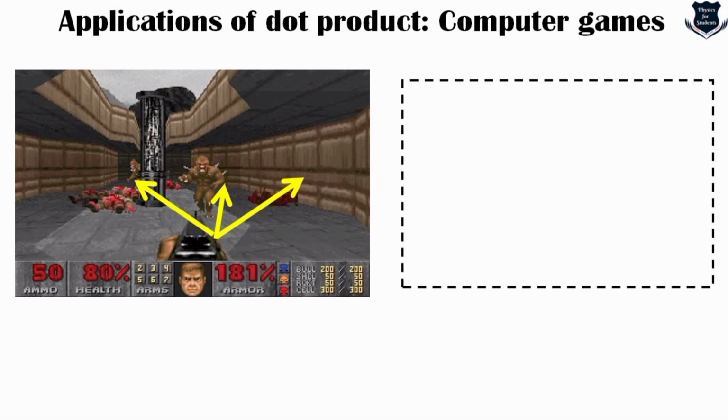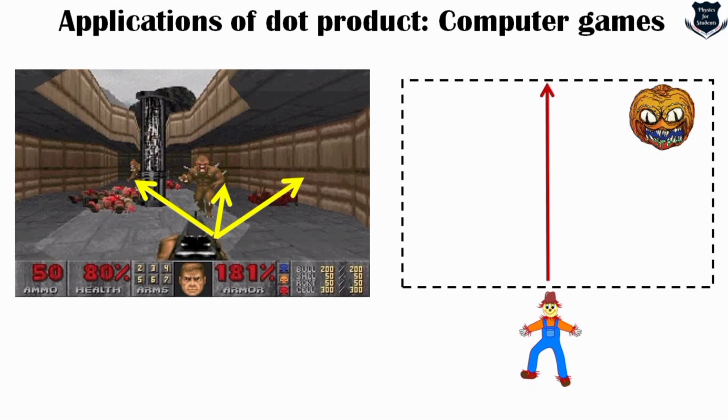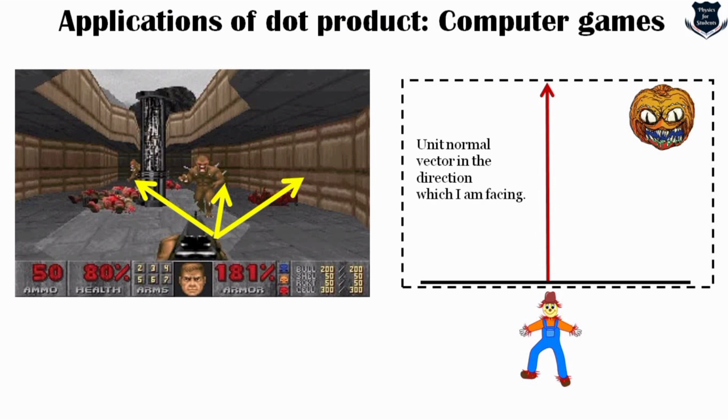So let us take this kind of a field, and here I am, a clown, and this is the monster, and I straight away draw a line which is the way I am facing. So the first unit vector which comes out of this is where I am facing, the unit normal vector. Now I draw another vector which points towards this demon, the monster, and we get a theta angle.